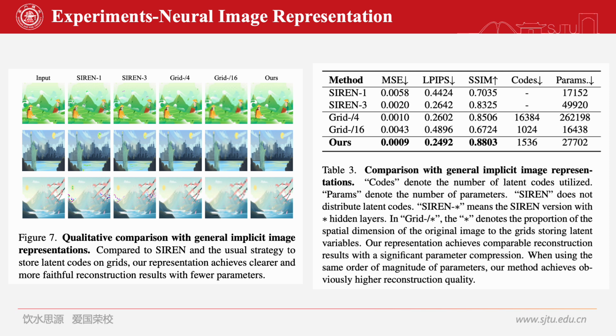We also make comparisons with general implicit image representations. In this section, we compare methods with COIN on the task of image reconstruction with neural image representations. We demonstrate the efficiency of our texture-encapsulated shape representation by comparing the image reconstruction errors and the corresponding number of parameters required. We can see that our method achieves better image reconstruction results with a significantly higher parameter compression ratio than other methods. When using the same order of parameters, our reconstruction results are obviously better than other methods.